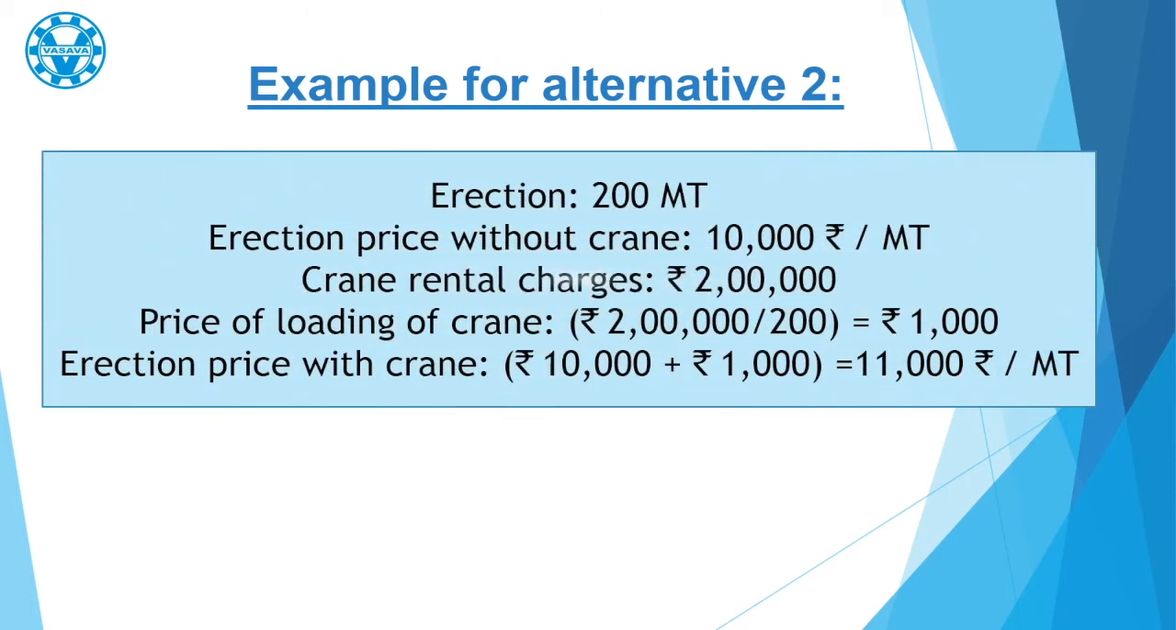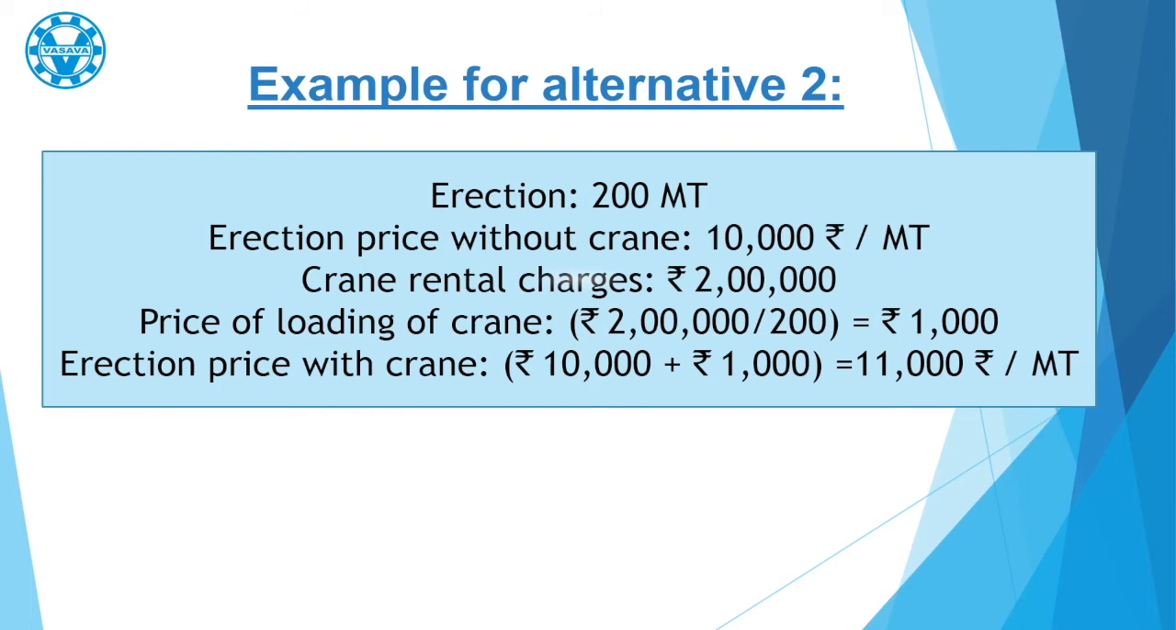Price of erection is say rupees 10,000 per metric ton without crane. Say the crane rental charges are estimated at rupees 2 lakh. Then the crane loading per metric ton is 2 lakh divided by 200, that is 1,000 rupees. So the price of erection with crane should be rupees 10,000 plus rupees 1,000, that is 11,000 rupees per ton.